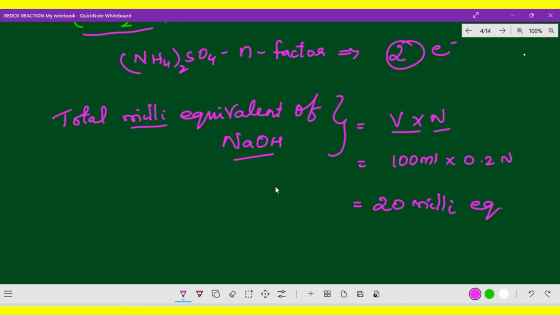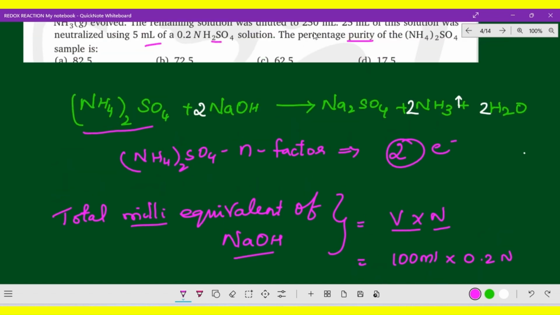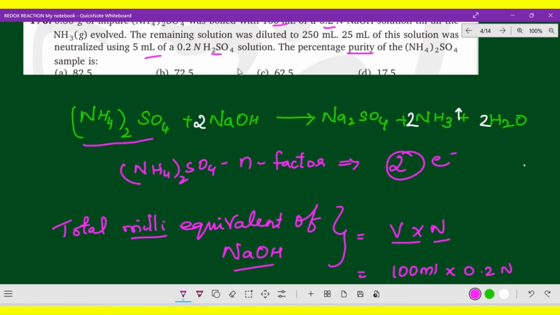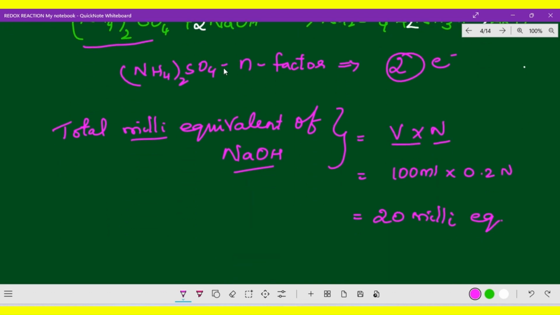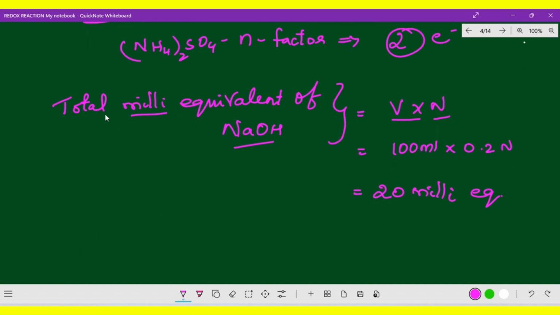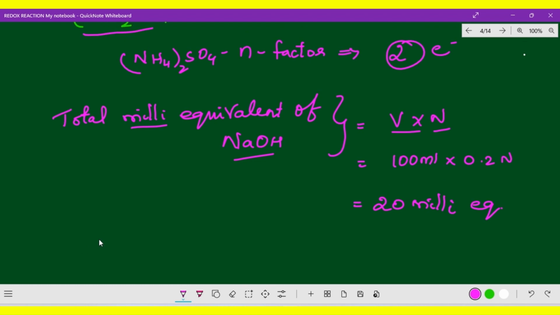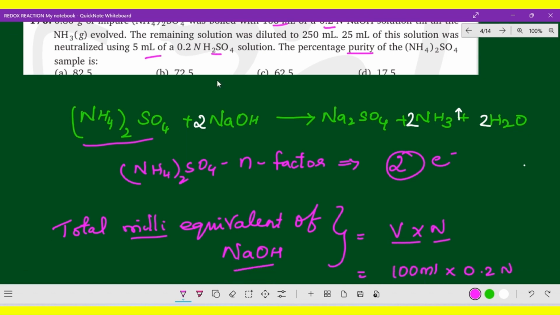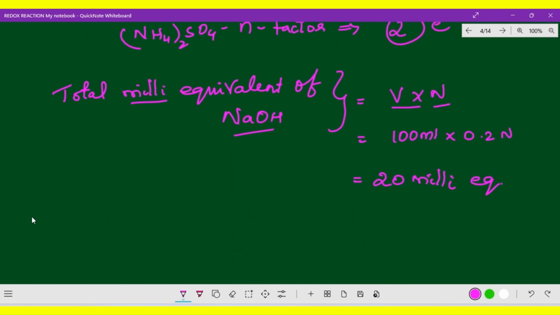Now we are going to identify the milli equivalent of H2SO4 solution. Here also they mentioned that 25 ml of this solution was neutralized using 5 ml of 0.2 N sulfuric acid, H2SO4 solution. Right. This is total. In that, 5 ml of the solution is neutralized. That is, 25 ml of the solution was neutralized using 5 ml of 0.2 N H2SO4. So now that only we are going to find out. Milli equivalent of H2SO4 solution. Right. Now how to identify?